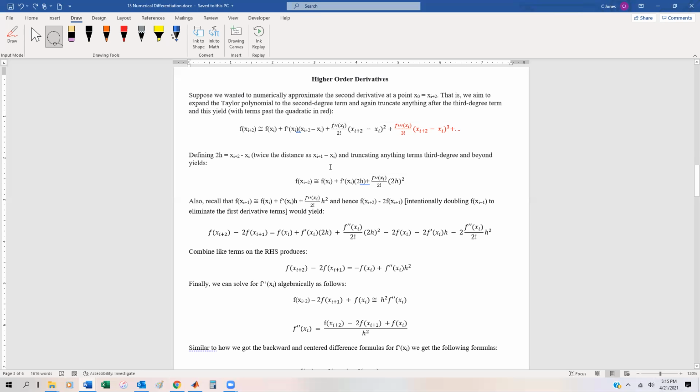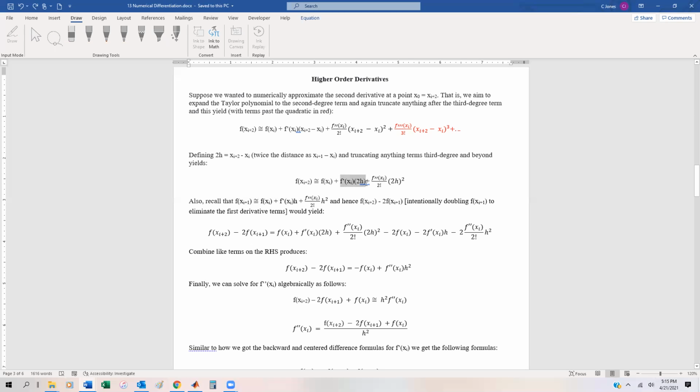Now we're going to pull some algebra magic. We defined f at x sub i plus 1 as this. That was all the way back in the very first video where we did that, except we truncated this term. Well, now we're just going to slip that in again. What we're going to do is double this term. And why do we want to double it? Well, eventually what we'd like to be able to do is get rid of this term right here, this first derivative.